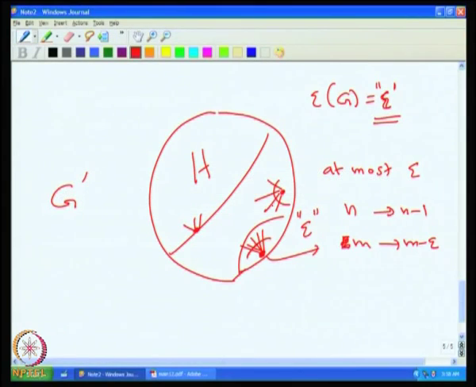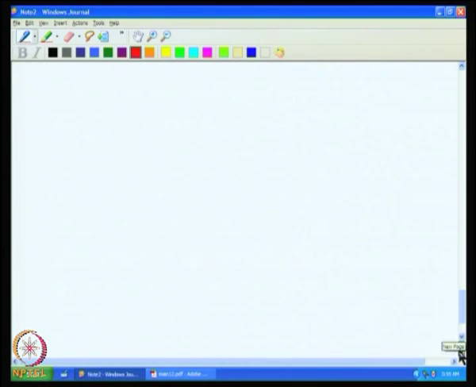Now we can prove the lemma we want. You remember the intention is to prove that when the connectivity is large, the minimum degree has to be large also, right. Minimum degree has to be large. If the minimum degree is large, the average degree is also large, right.